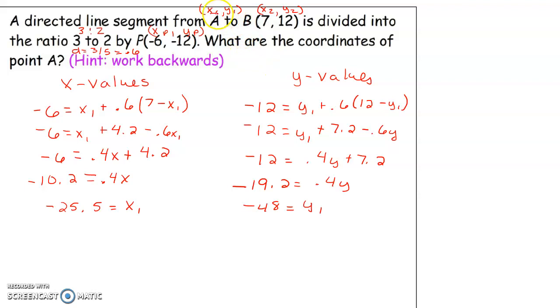So I was looking for point A, which is my x1, y1. I now know it's at negative 25.5 and negative 48. All right, guys. That's all there is to it. That's as complicated as it gets.